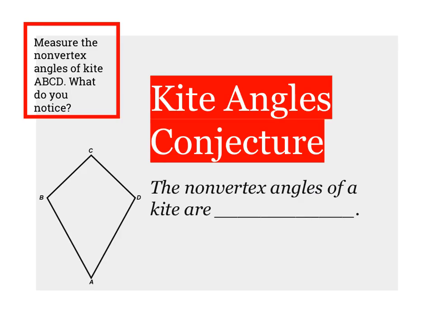So the kite angles conjecture says that, hey, if you fold it along that line, the non-vertex angles are congruent. If you want to prove this, draw yourself a kite, measure those angles with a protractor, or just pause this video and do it quick, and you should notice that you get the same measurement.